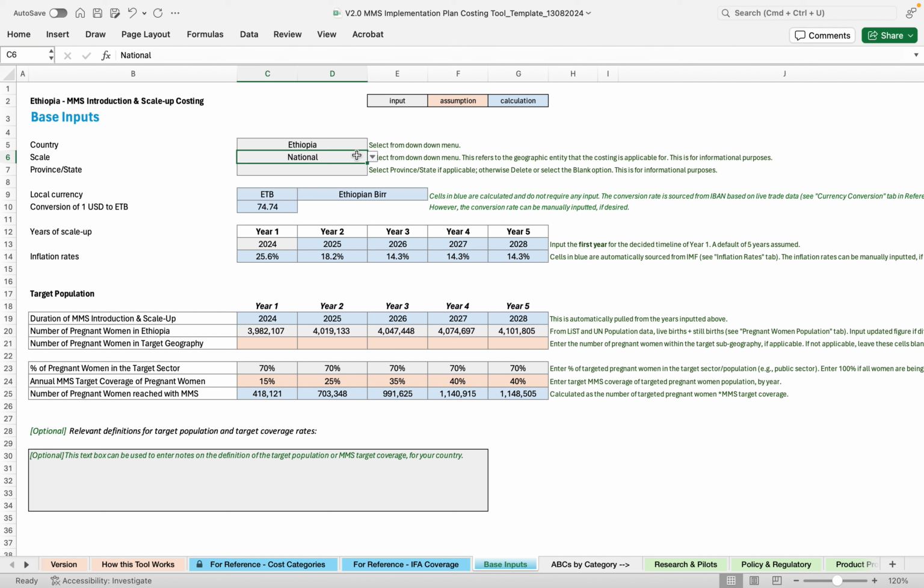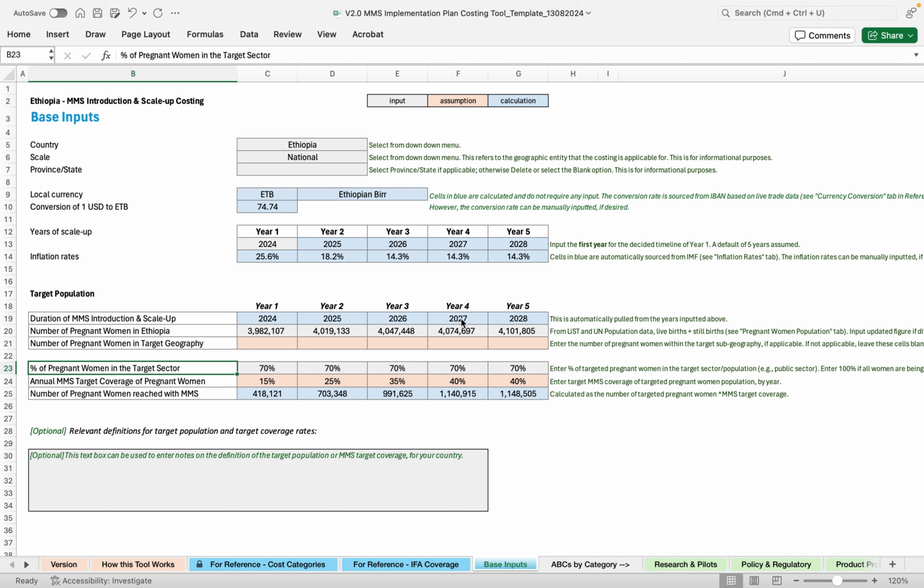If you have selected a province or state, then you will want to make sure to enter the number of pregnant women in that province or state or that target geography you have inputted, as that is not populated. It is not auto-populated. So please ensure that's entered if this is for a sub-geography.